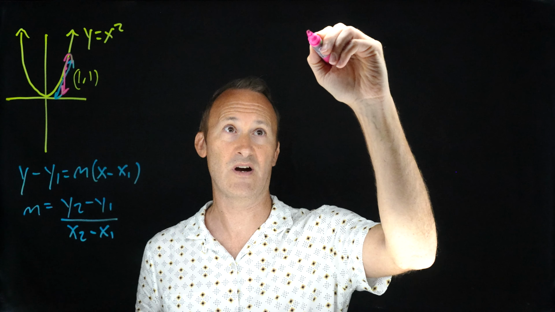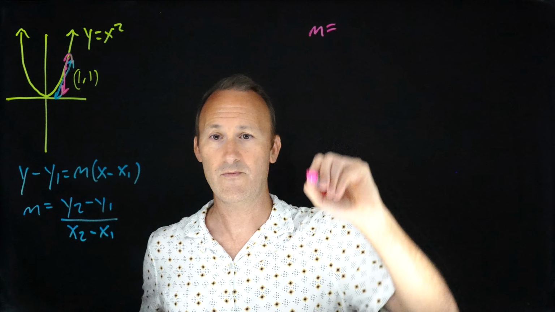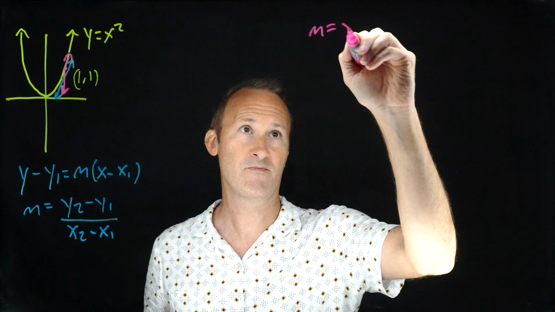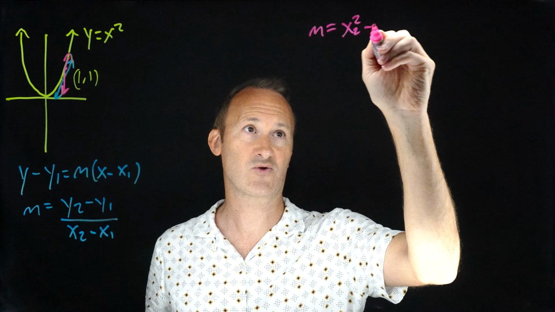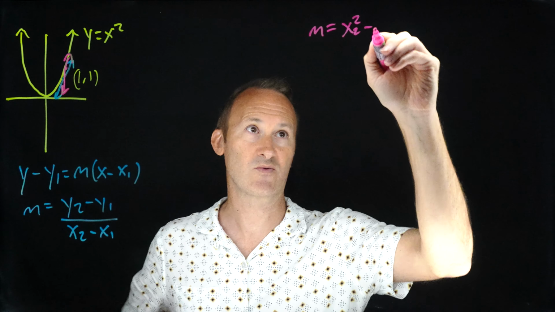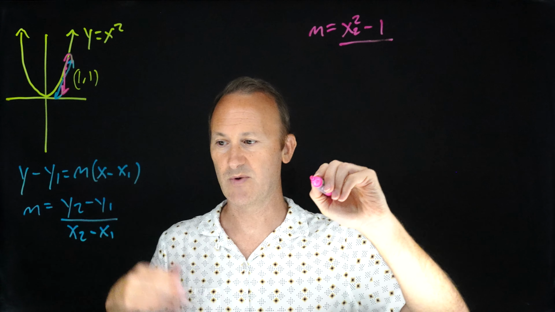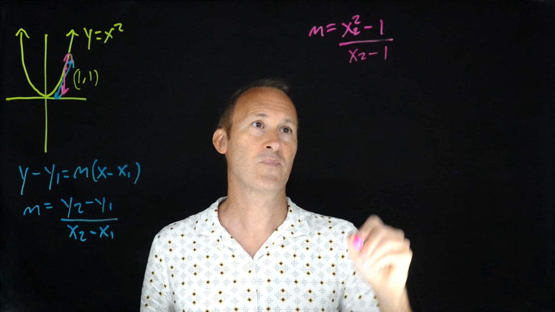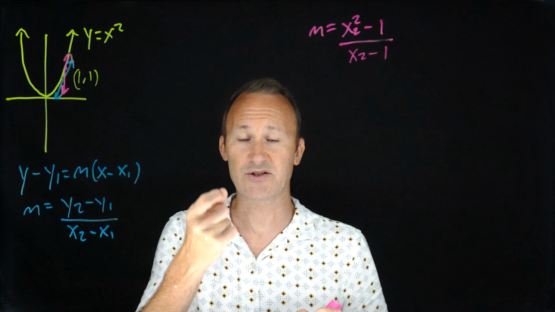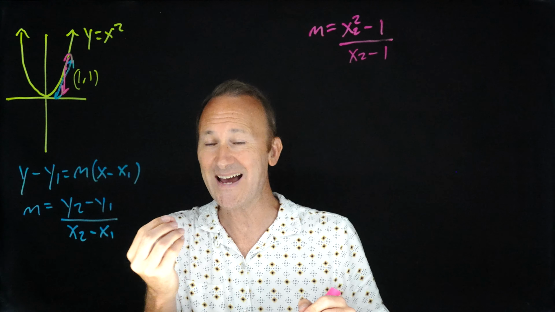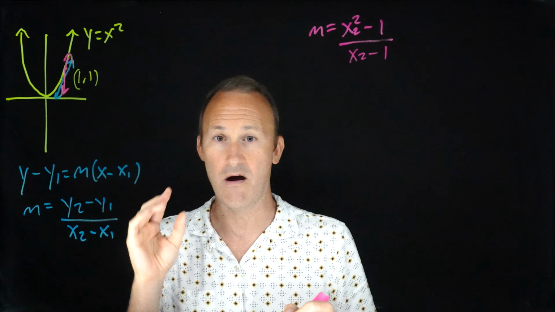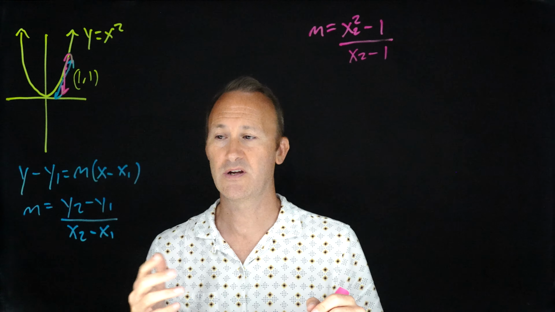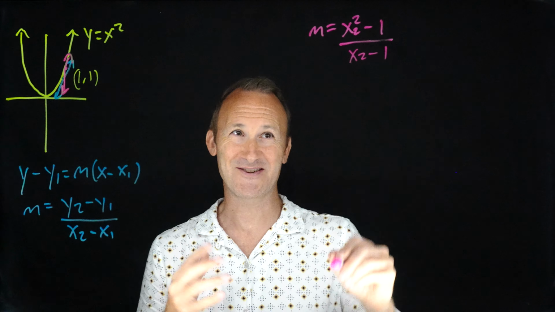Okay, let's put an equation up here. So for the secant line, the slope, what we're going to write, instead of y2, well, that's x2 squared. And we subtract 1 because 1 squared is 1. And that's going to be over x2 minus 1. So now we can approximate our slope by selecting a second point on the curve.